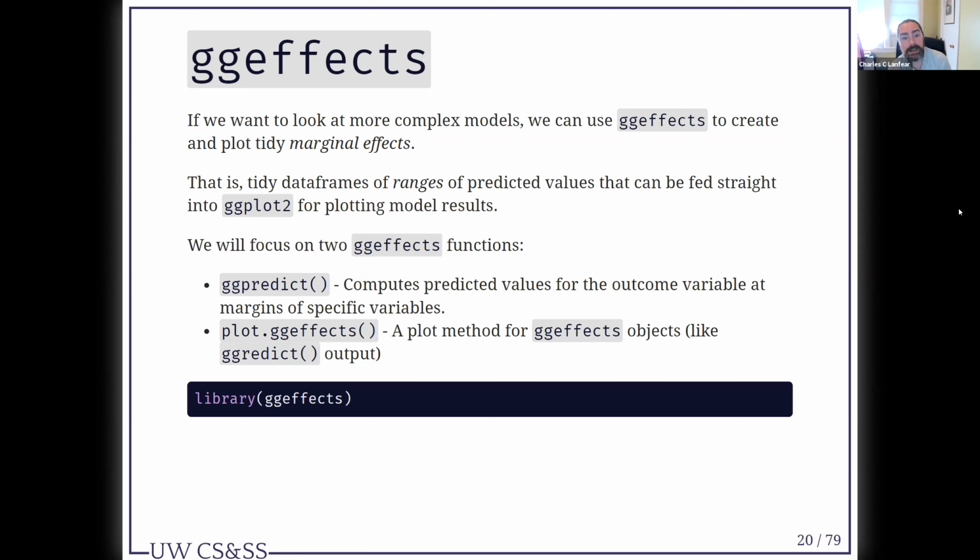I'm going to focus today on two functions in ggfx. The ones I'm going to focus on are ggpredict, which computes predicted values for some outcome variable or variables at the margins of specific x variables.